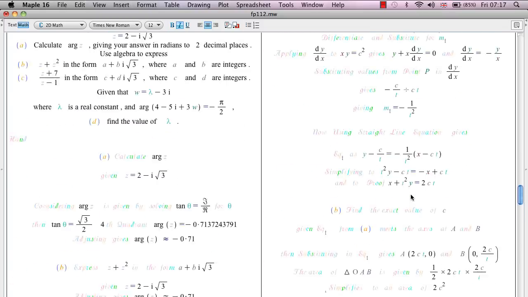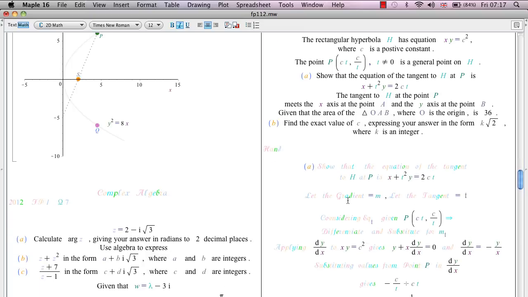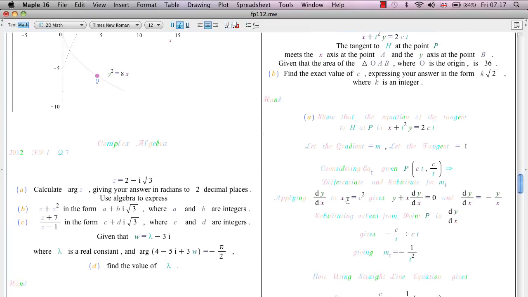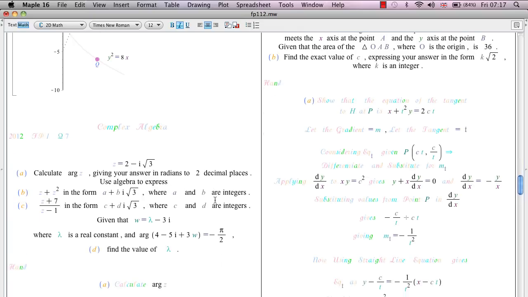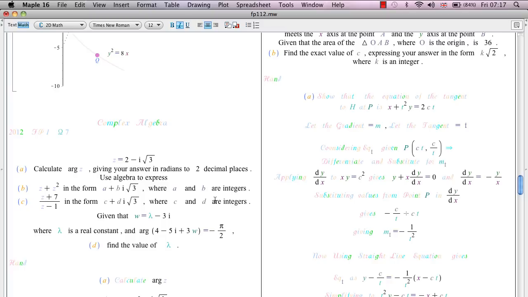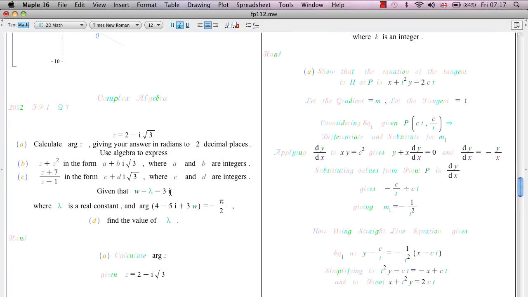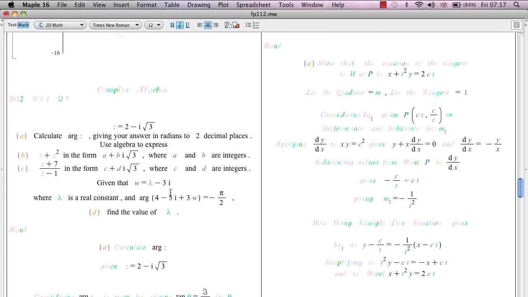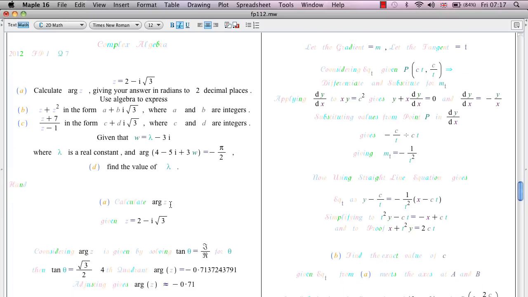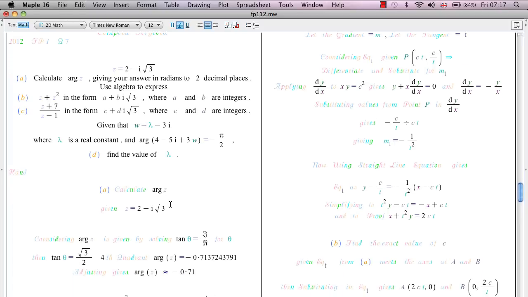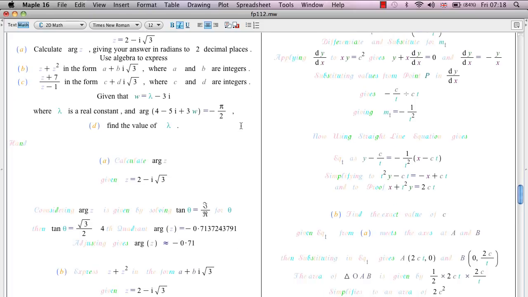Hi YouTube, continuing question 7, complex algebra, Further Pure 1, 2012. Given the complex number z, to find the argument of z in A, z plus z squared in B, z plus 7 over z minus 1 in C, and given that w equals lambda minus 3i, and the argument of 4 minus 5i plus 3w equals minus pi over 2, to find lambda in D.